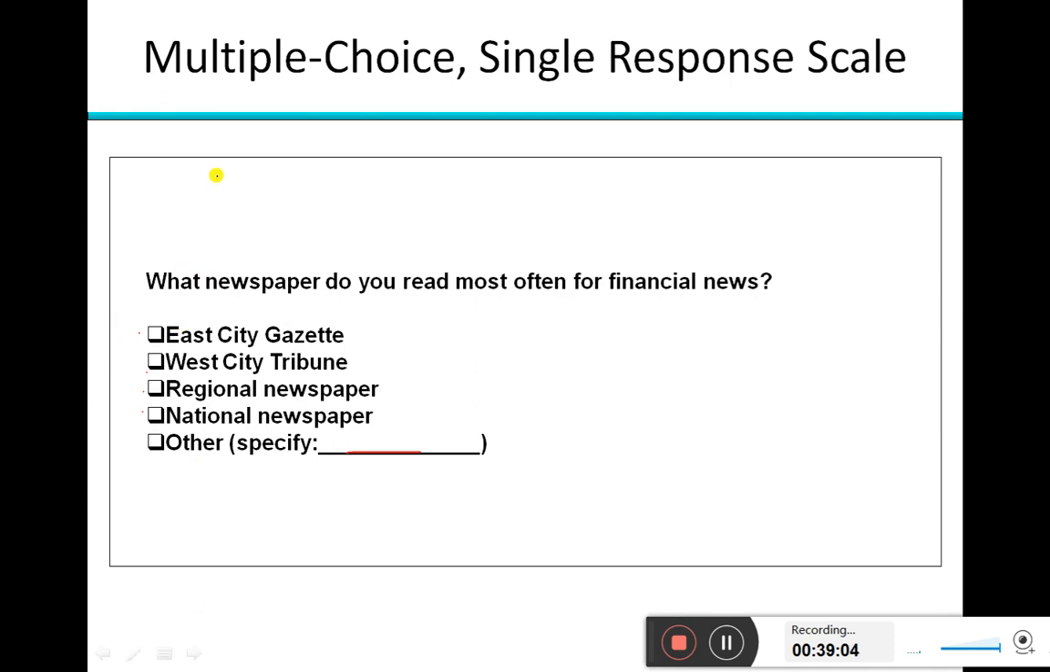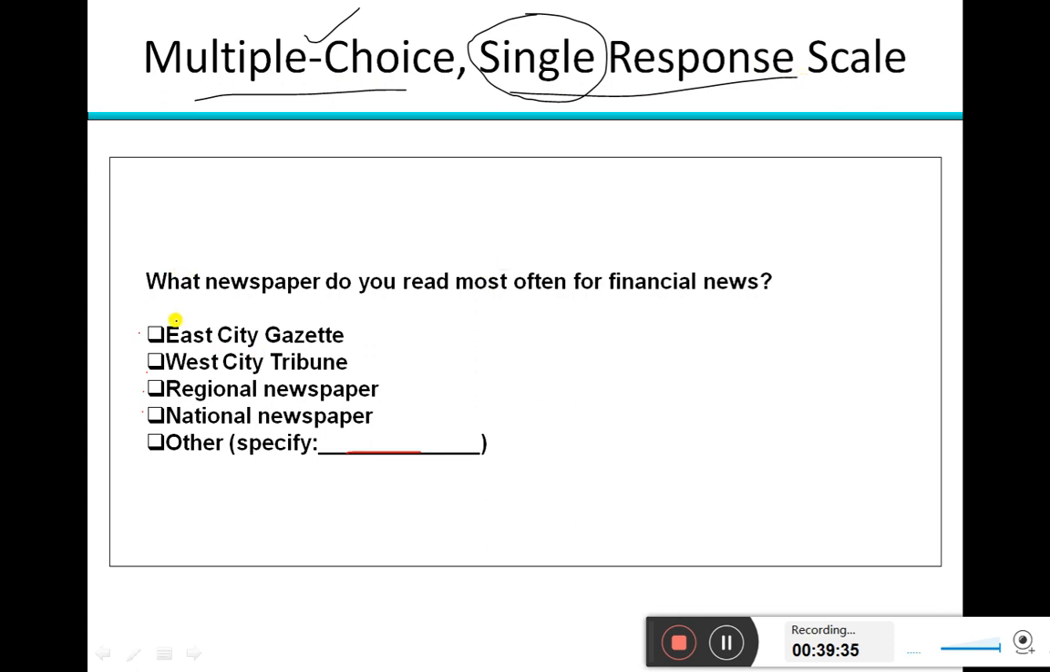Now we have the multiple choice, single response scale. What does it mean? Single response means that the individual will have multiple choices, and out of the multiple choices, the individual has to pick only a single response. Meaning, you will have multiple choices, say 3 to 5 choices, and out of these you only have to select a single choice. Such a scale is known as the multiple choice single response scale.